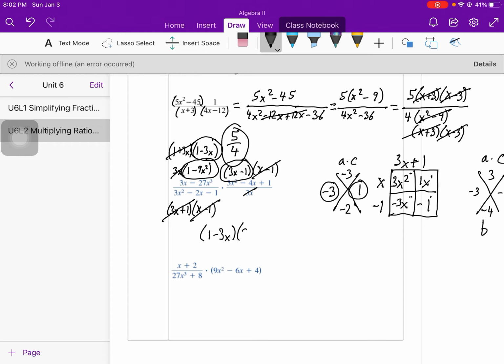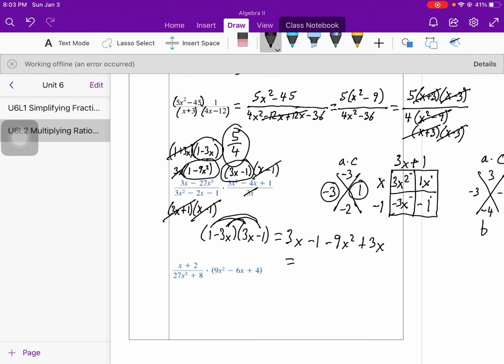I know this is a really complicated problem. So multiply. We've got to FOIL it out. We get 3x, negative 1. Negative 3x times 3x is minus 9x squared. And then negative 3x times negative 1 is positive 3x. So what we end up getting here, I'm going to move the negative 9x squared to the front. These 3x's we can just add together, give us 6x, and then the negative 1 is all that's left. So now we have it in standard form.